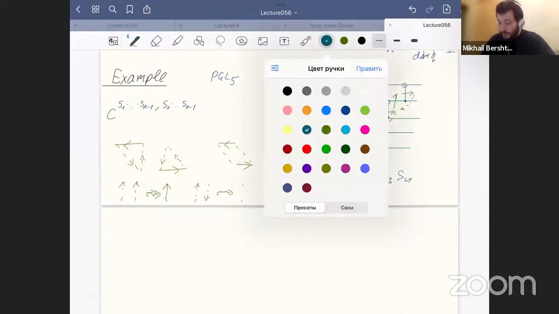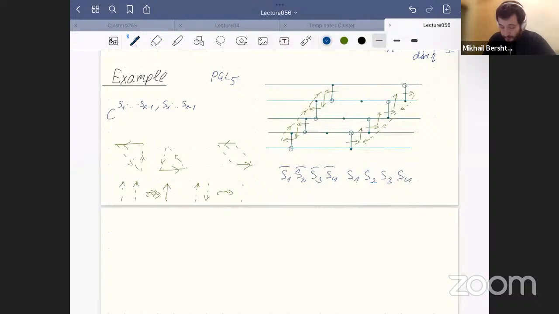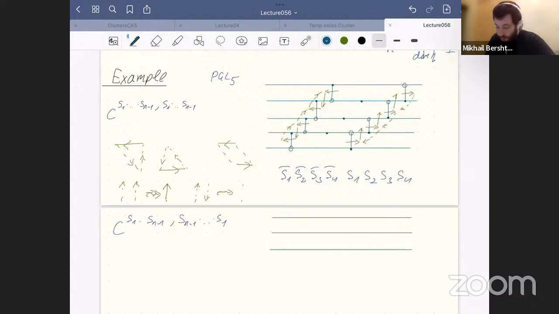Let me take another example, again of the Coxeter type, but a different one. So I take S1 through S_{n-1}, and here I take another Coxeter element, S_{n-1} through S1. Again a PGL5 picture, or maybe, okay, actually I believe PGL4 will be sufficient.